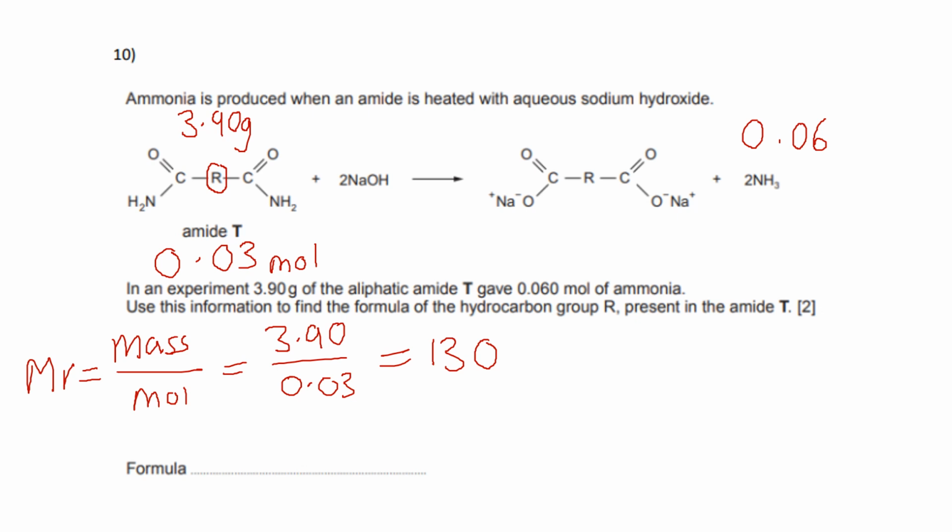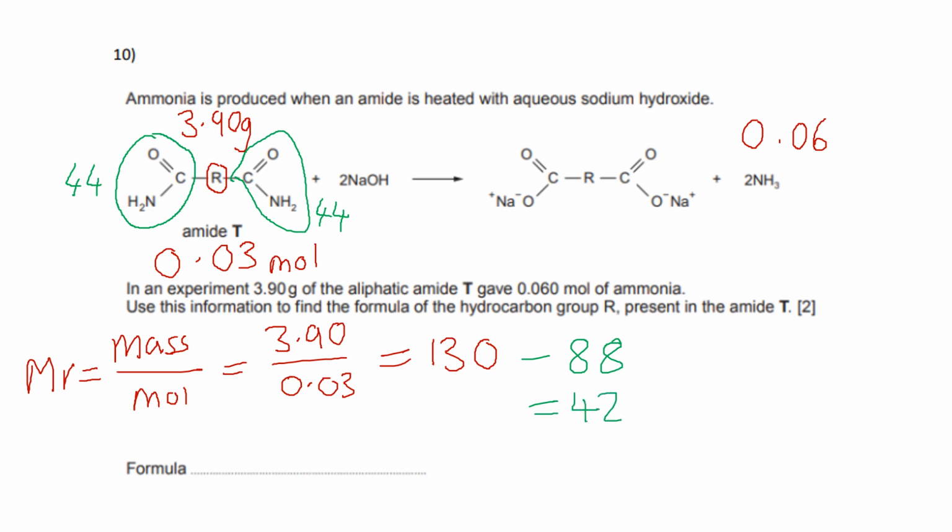So to do that, we need to know the molecular mass of this section of the molecule here, which is 44. This section over here must also be 44, which is 88 in total. So 130 minus the 88 gives you 42, and that corresponds to C3H6. So that's what our R group must be. It must be a propyl group in the middle, C3H6.